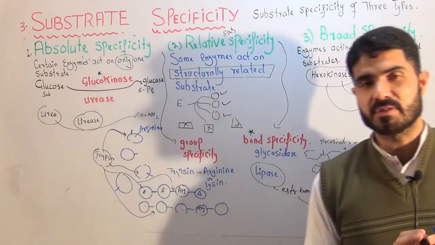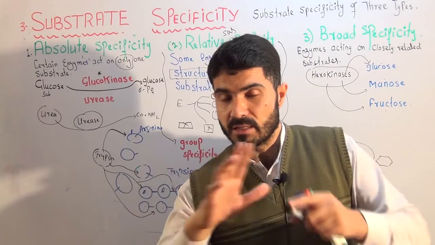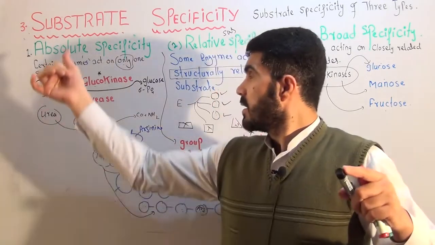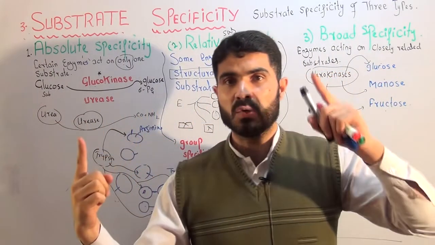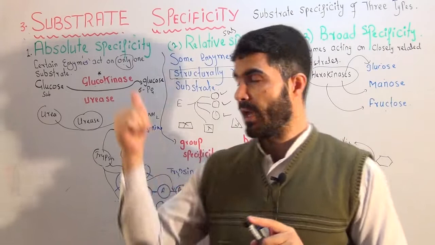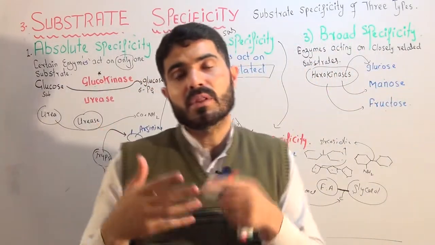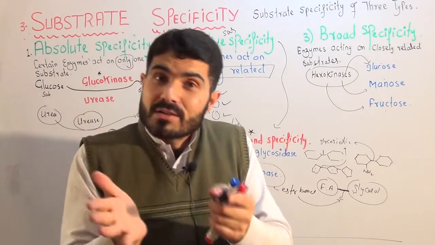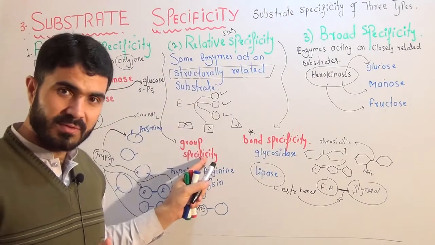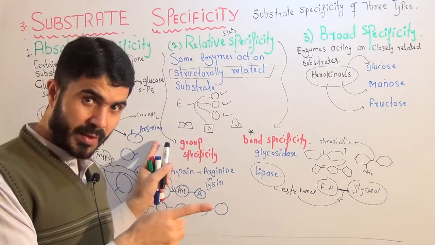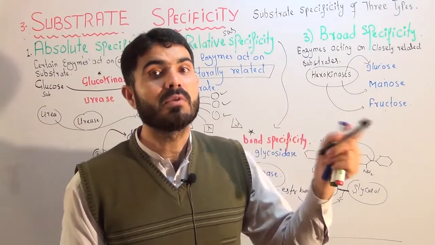In substrate specificity, the enzyme is acting on the substrate in three different ways. The substrate specificity could be absolute, meaning one enzyme is acting on only and only one substrate. It's called absolute specificity. In relative specificity, one enzyme is acting on more than one structurally related substrate. That I have already discussed. In relative specificity, one is group specificity, where the enzyme is looking for a particular group. In bond specificity, the enzyme is looking for a particular bond.